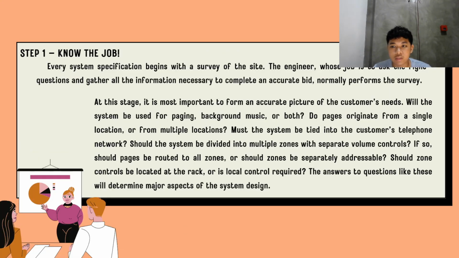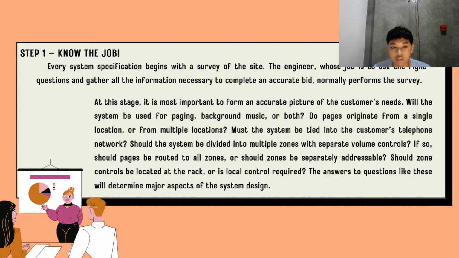So before you use the system, you must know the job they are going to do. In every system, specification begins with a survey of the site. The engineer, whose job is to ask the right questions and gather all information necessary to complete an accurate bid, normally performs the survey. So at this stage, it is most important to form an accurate picture of the customer's needs. Will the system be used for paging, background music, or both?